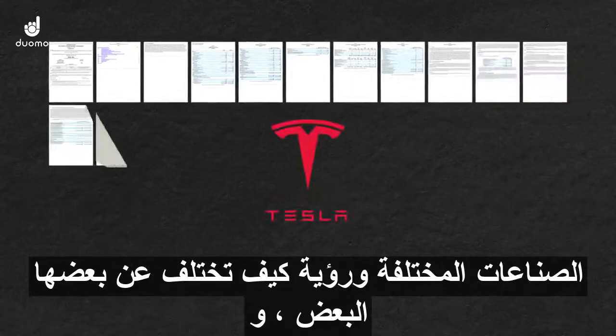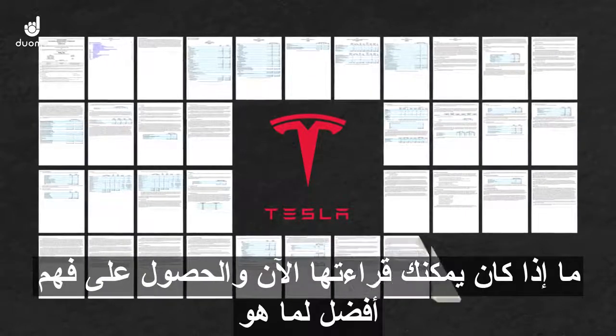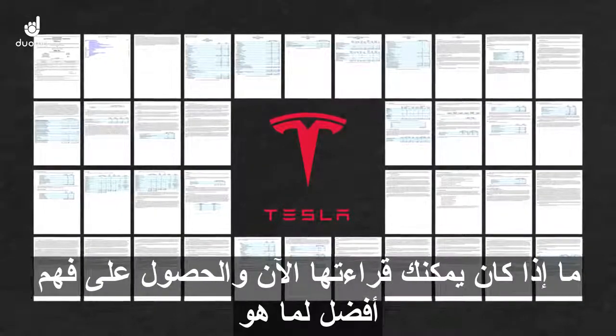I'd recommend downloading the financial statements of companies from different industries and seeing how they differ from one another and whether you can read them now and get a better understanding of what's going on in those specific companies.